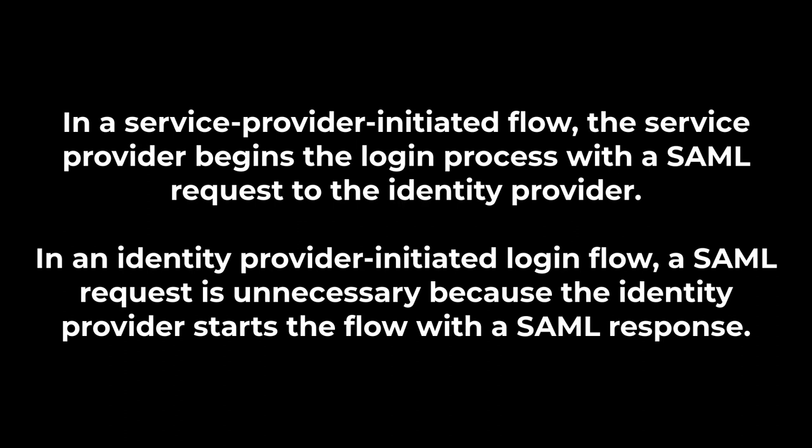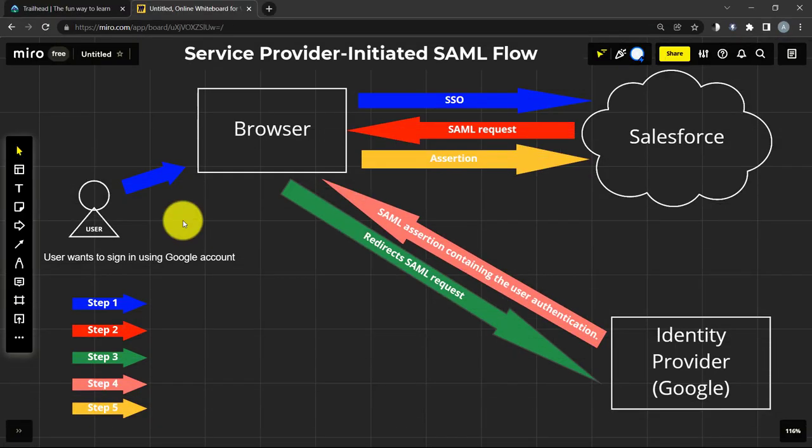In an identity provider-initiated login flow, a SAML request is unnecessary because the identity provider starts the flow with the SAML response. The user tries to access Salesforce. Salesforce recognizes the SSO request and generates the SAML request. Salesforce redirects the SAML request back to the browser. The browser redirects the SAML request to the external identity provider.